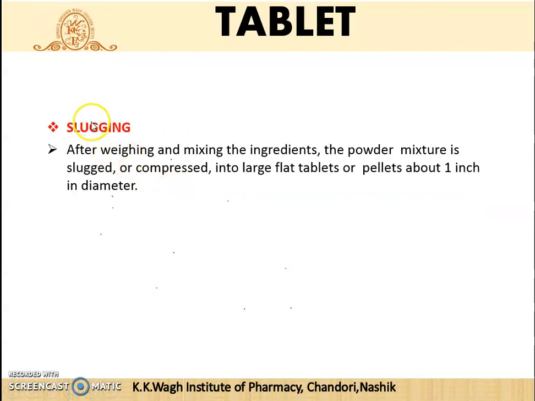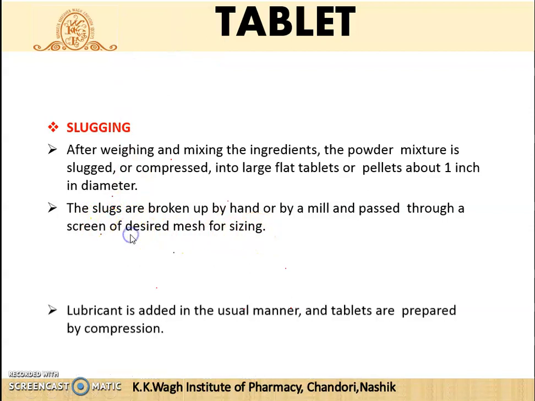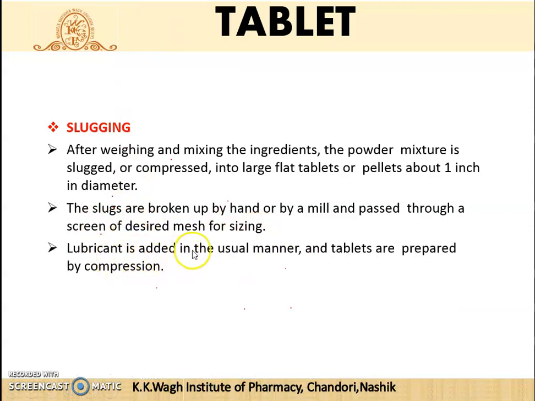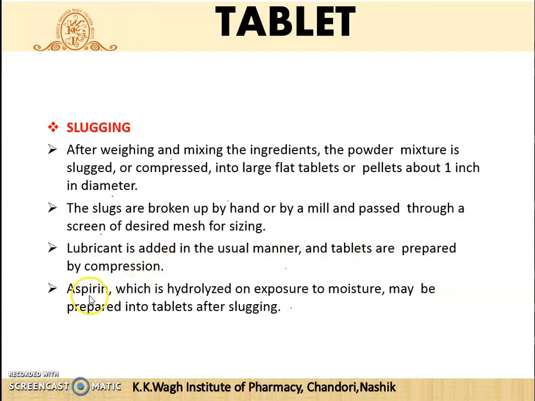There is a major problem associated with the dry granulation, that is slugging. Slugging is nothing but the formation of the slug or a damp mass about 1 inch in diameter. To overcome this problem, these slugs are broken by the hands or by mills and passed through a screen of a desired mesh sieving, or a suitable lubricant is added in the usual manner, and the tablet is prepared by compression. And the example of this is aspirin. During the formation of the aspirin, there is a slugging, and this can be overcome.